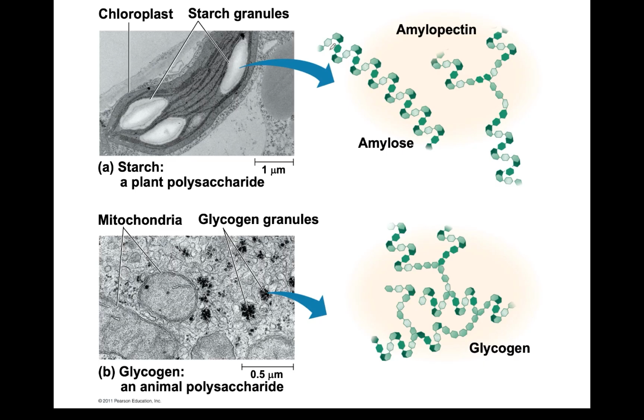What does glycogen look like? These are starch. The upper panel shows starch and the bottom panel shows glycogen. When you look at the chemical structure, you can see glycogen shows more branches compared to starch. So starch can be found in plants, and glycogen can be found in animals.